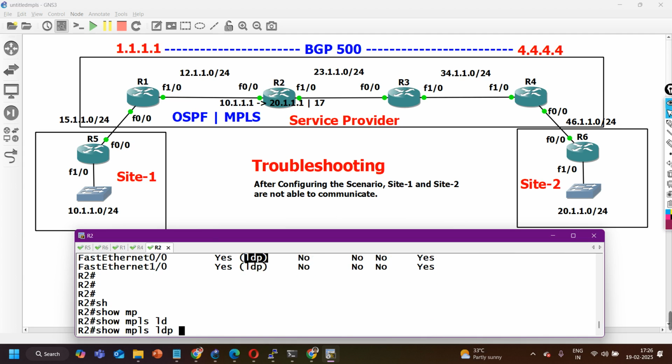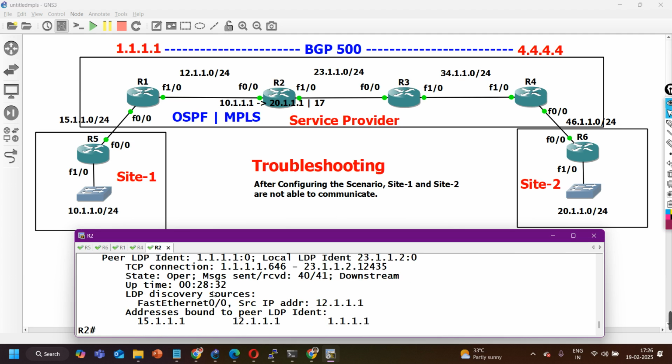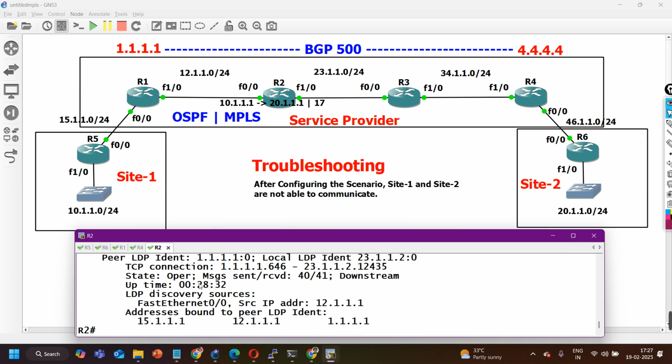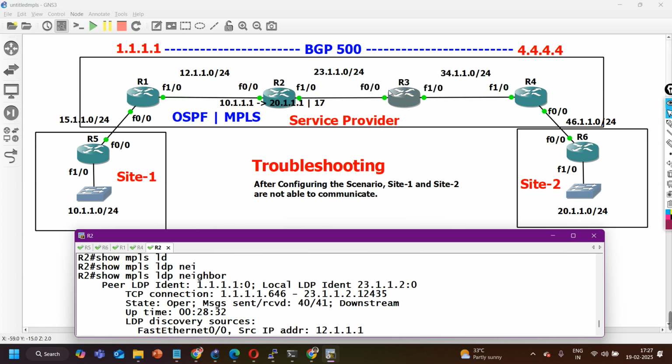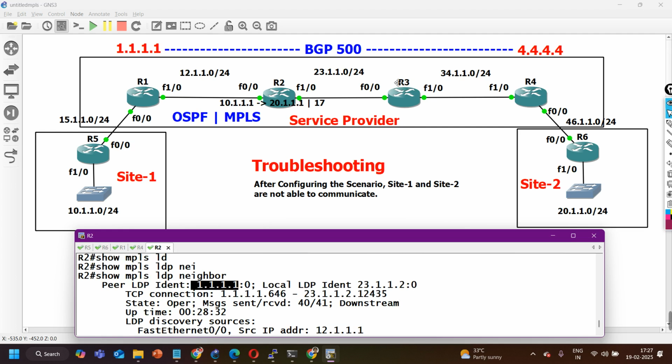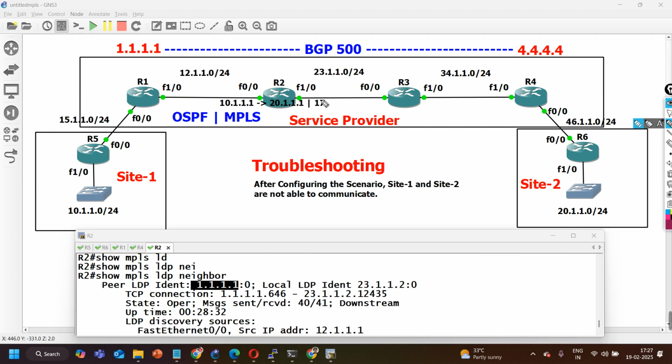So MPLS LDP neighbor. And here you can see, guys, here is the issue. We don't have any LDP neighborship between router 2 and router 3. There is only one LDP peer, right? Peer LDP identifier is 1.1.1.1. It is router 1, right? Not router 3, and we don't have any other peer. So we don't have LDP neighborship between router 2 and router 3. This is the main issue. Why don't we have an LDP neighbor here?